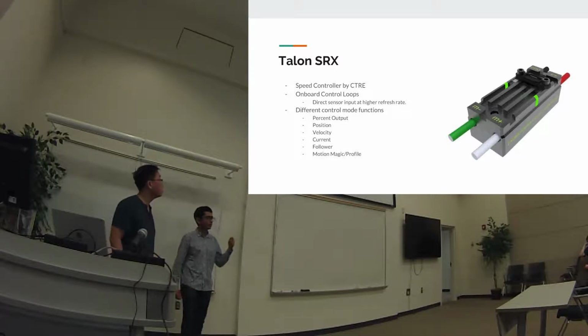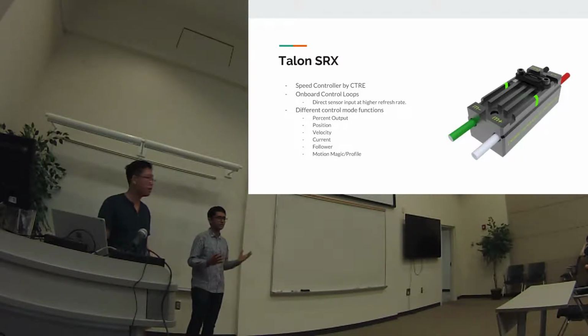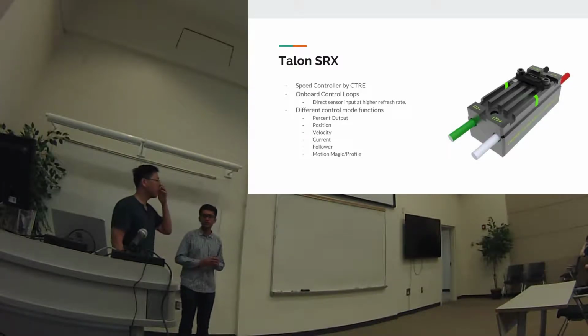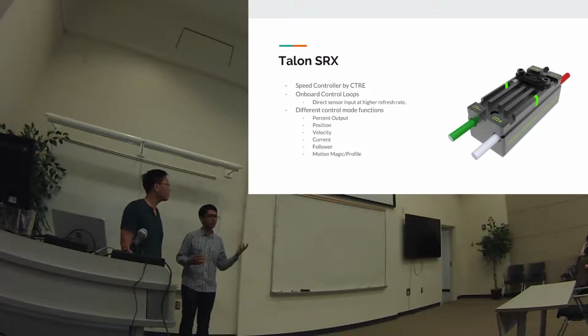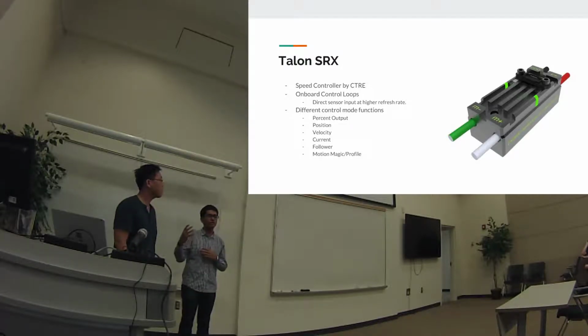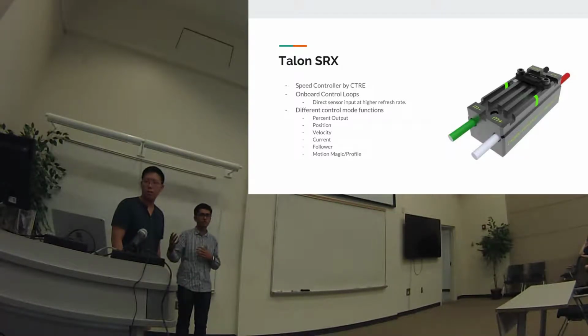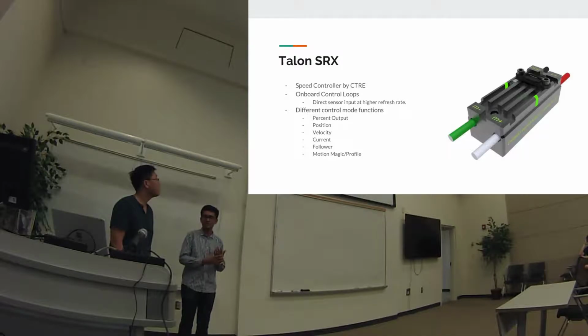One thing that we've talked about a lot and we're going to go into is using the Talon SRX. This is a speed controller provided by CTRE, which we use. The great part about this is it has onboard control loops built in. If you download the Talon SRX SDK into your WPILib code, into your robot code, you can run different control loops straight from it very easily. We'll show some examples later on.